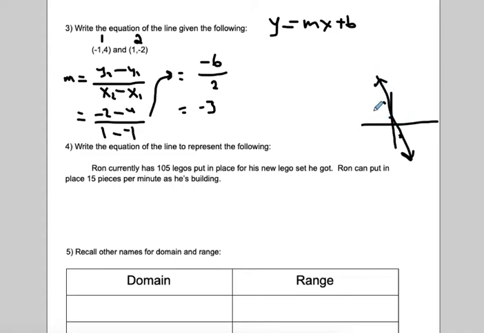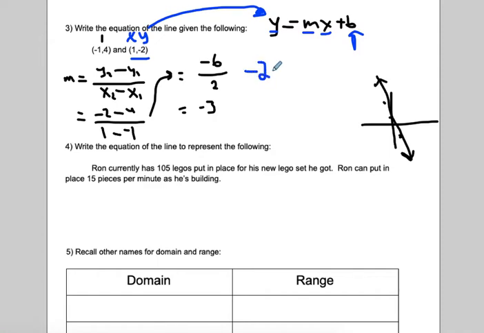So now we have to figure out where it crosses the y-axis. What we're going to do here is pick one of these points. Doesn't matter which one you pick. I like to pick smaller numbers, so I'm going to pick that one right there. This is my x and my y, and we're going to plug it into this equation, filling in values for the y, the m, which we found, and the x, and then the only thing we'll be left to find is the b. So here's your quick refresher on that.